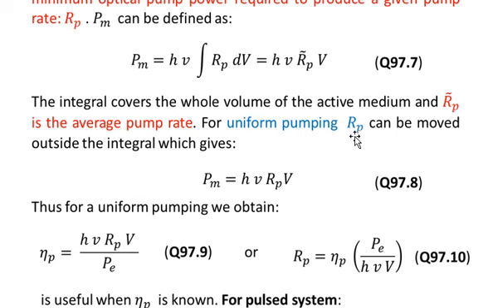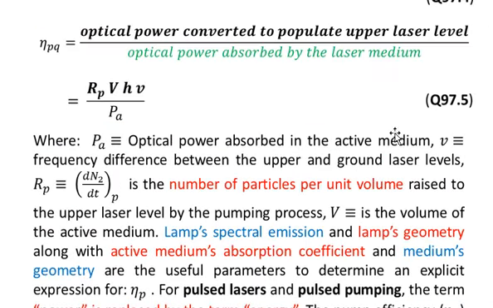For uniform pumping, RP can be moved outside the integral, then we can write. So you see that if the pumping is uniform, we can simply take RP outside, and then we have this integral solved on the right hand side in equation number 8. That is, PM will be equal to h nu multiplied by RP multiplied by V. So you see that this equation 8 is the same as the expression in the numerator of equation number 5, RP multiplied by capital V multiplied by h nu.